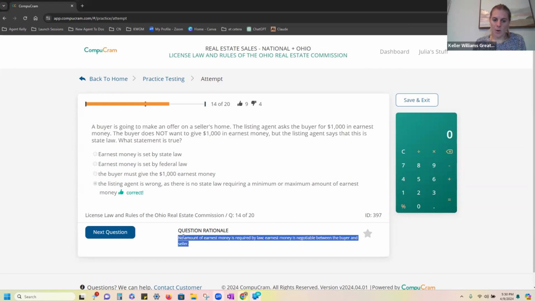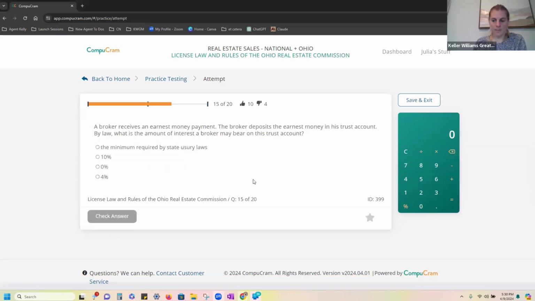Correct, and no amount of earnest money is required by law. Earnest money is negotiable between the buyer and the seller. Good job.